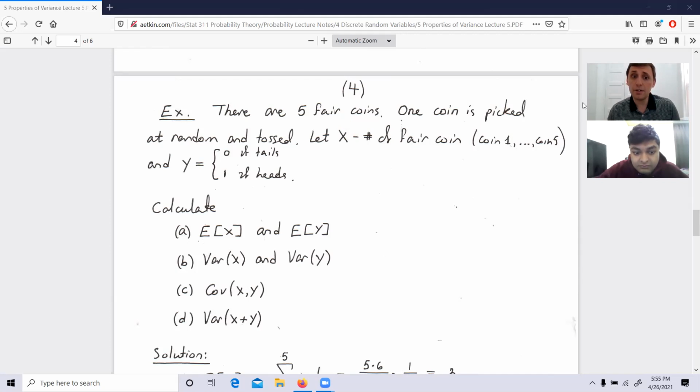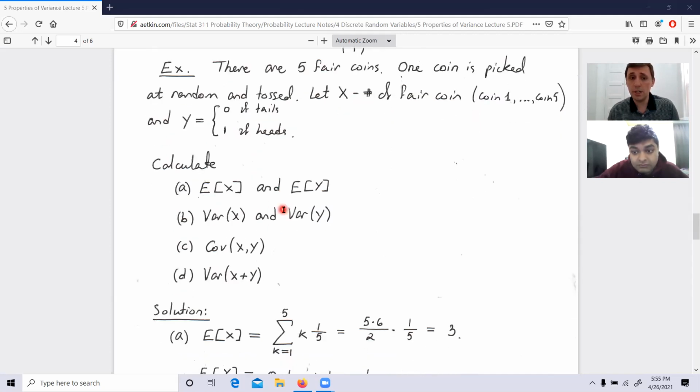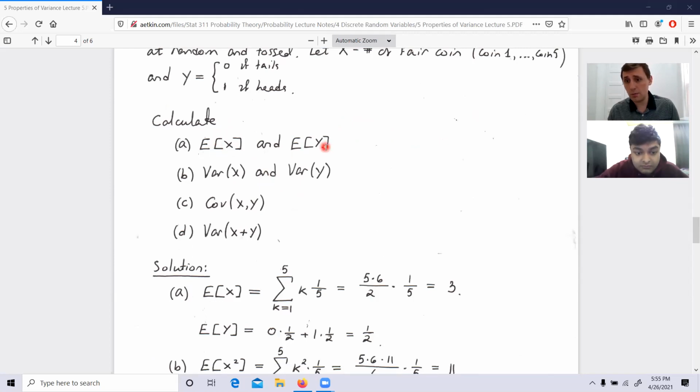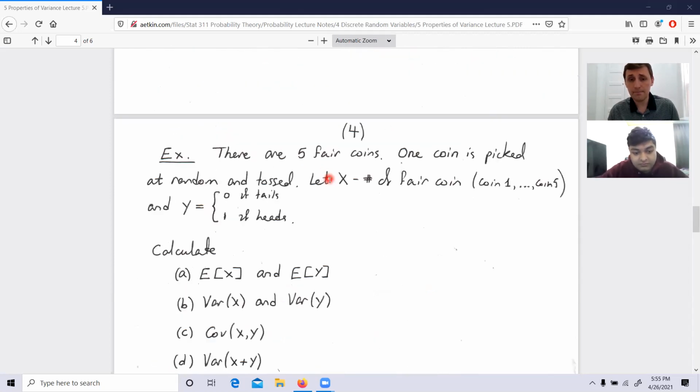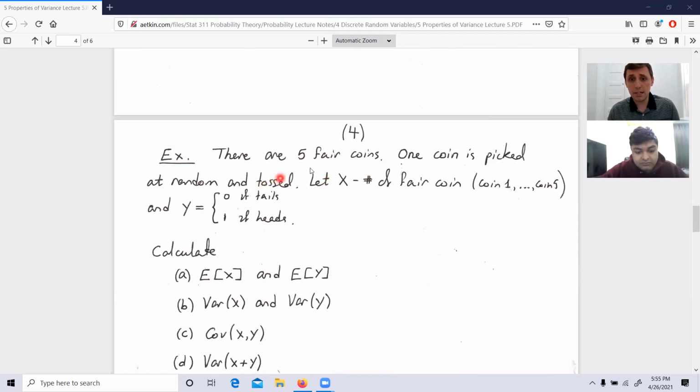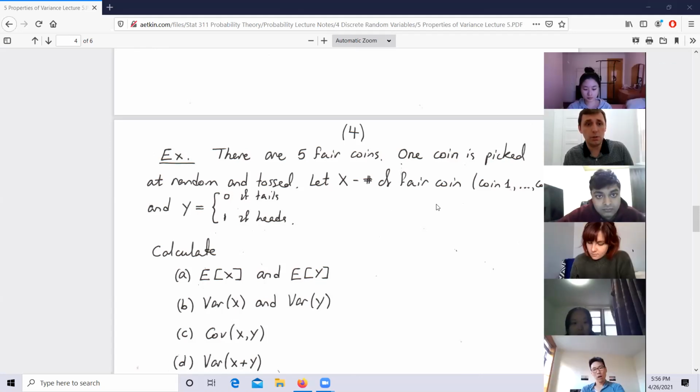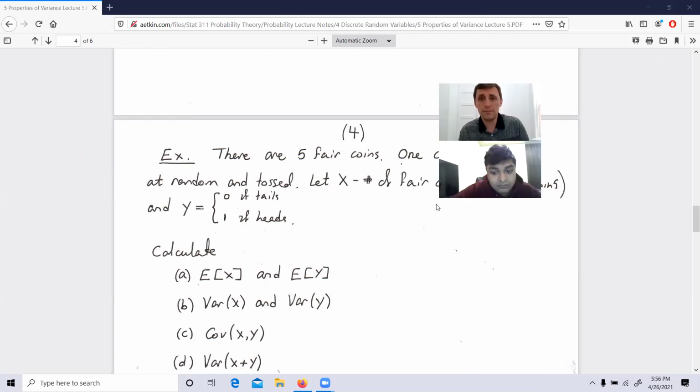There are 5 fair coins. Remember, we actually even did this problem to a point. We verified what's the expected value of x and what's the expected value of y. So x here is the number of the coin that we picked, and y is the number of heads. You see, y is 0 if tails and 1 if heads. So we take one of the 5 coins randomly and we toss that coin and we see whether we get heads or tails, and we want to know what's the expected value. 1 is heads, 0 is tails.